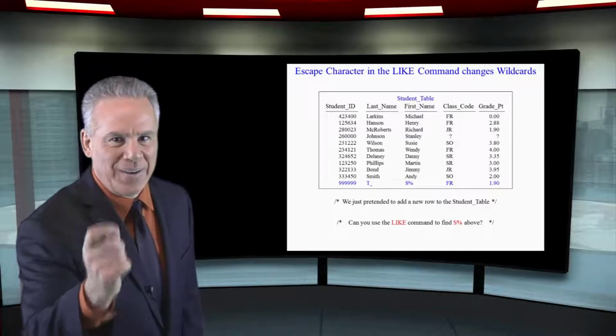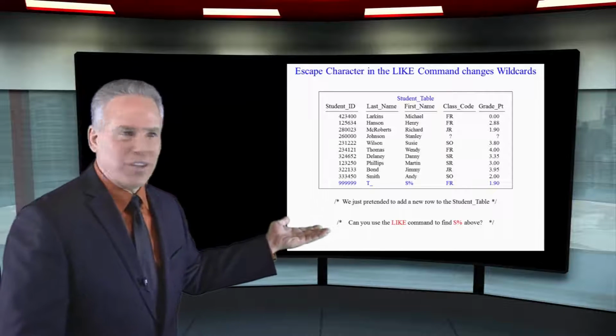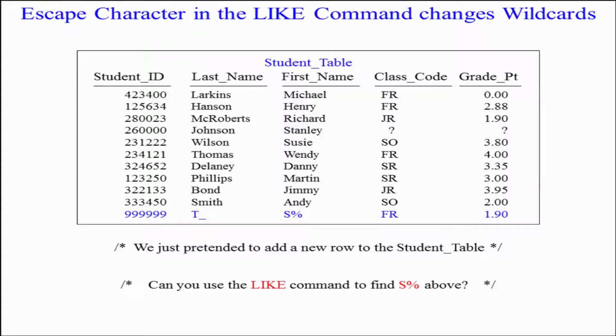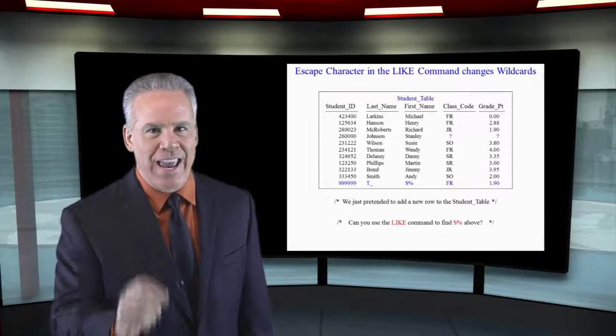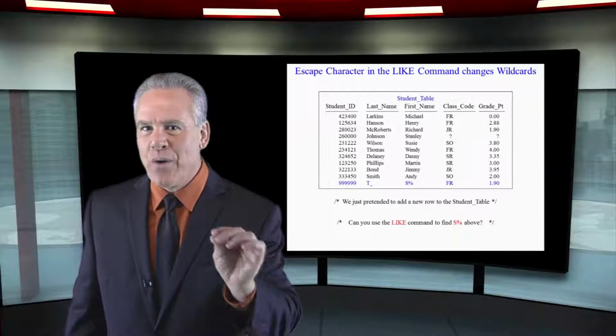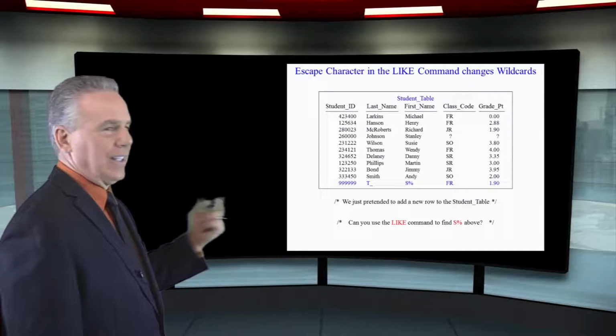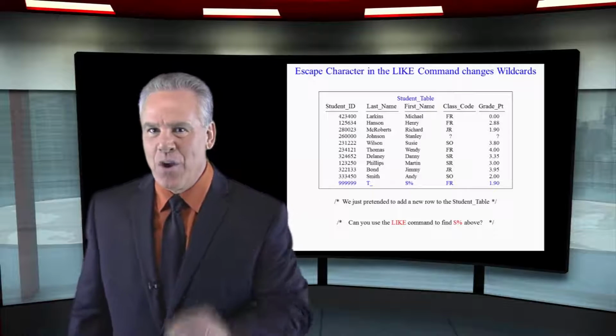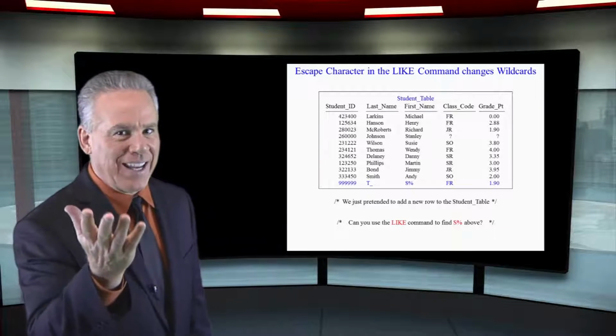When you use the like command, you've got wildcards such as underscore and percent. Look, we've added a new row to the table, and this person's name is percent underscore. Now, I know that's a little bit silly, but I want you to see that in some cases, we're going to have to turn off the wildcards, and I'm going to show you exactly how to go out and find anybody with a last name such as percent using the like command without bringing back everybody else.